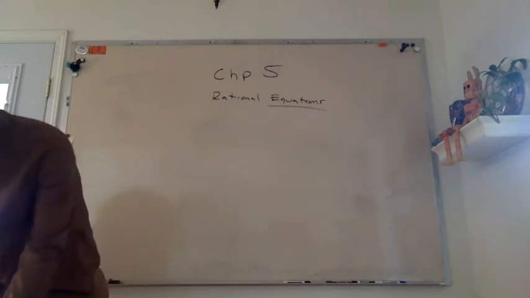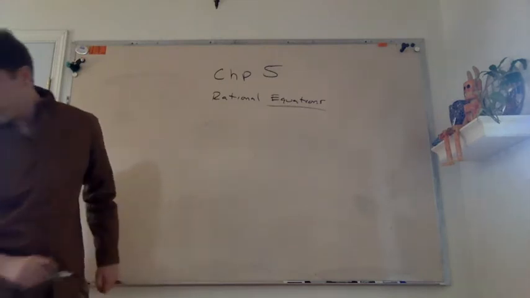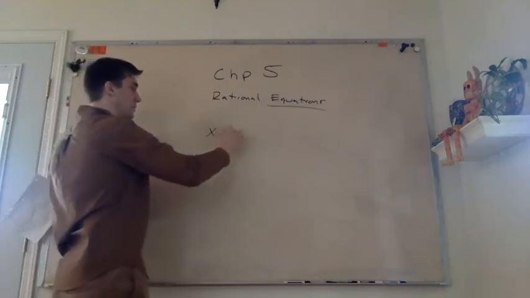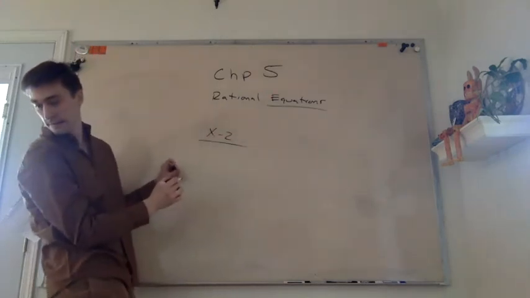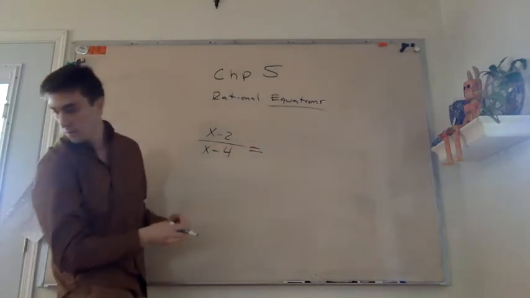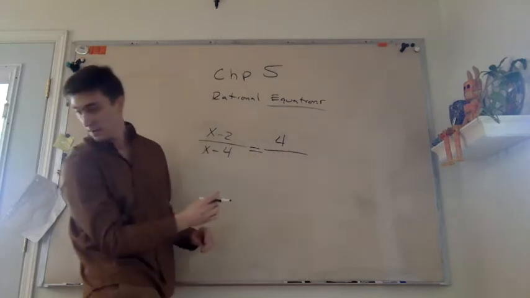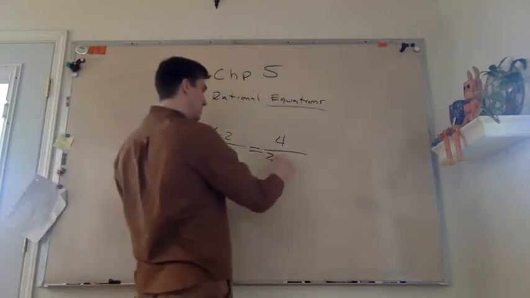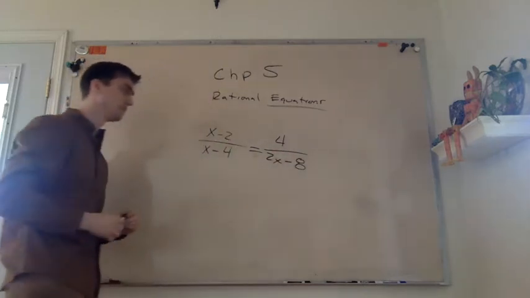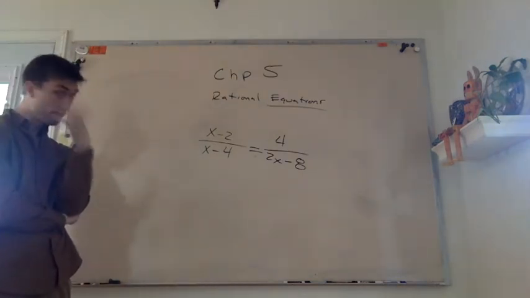All right. Yeah, so how about this? How about x minus 2 divided by x minus 4 equals 4 divided by 2x minus 8. Give that a try. Pause it if you want.